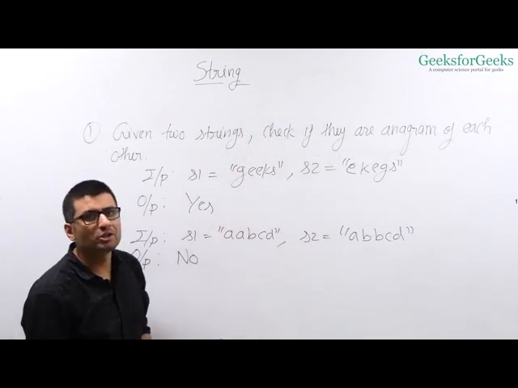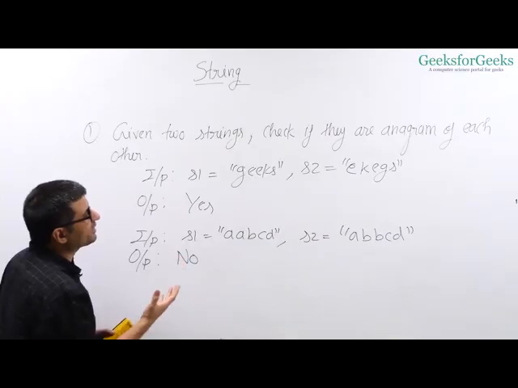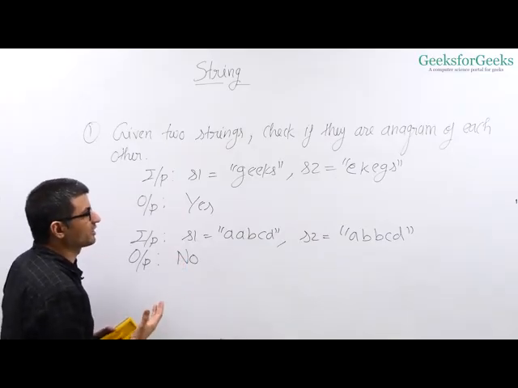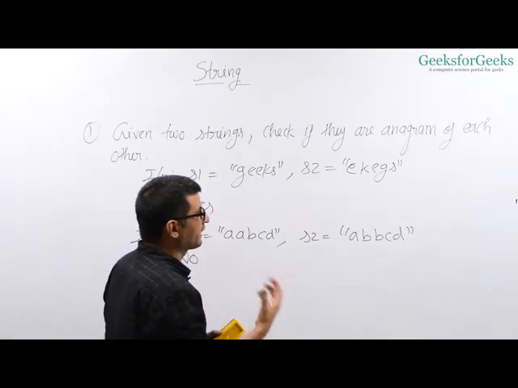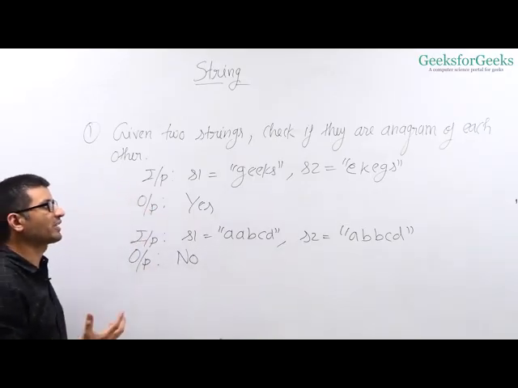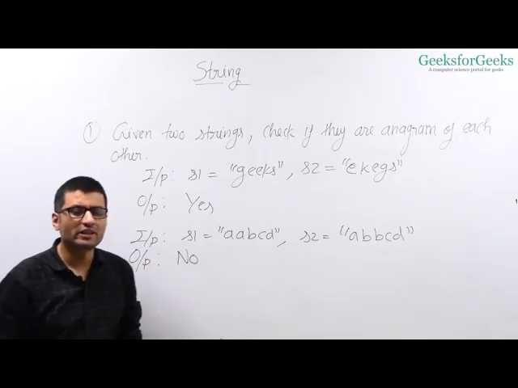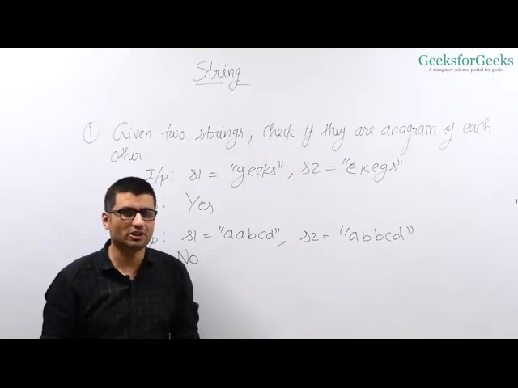Let us now talk about the first question on string data structure. Given 2 strings, we need to find if they are anagram of each other or not. 2 strings are called anagram if they have the same set of characters and every character has the same frequency in both the strings. Basically, we need to check if 2 strings are permutations of each other or not.